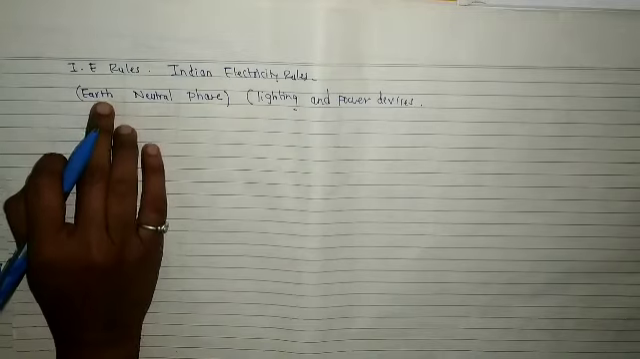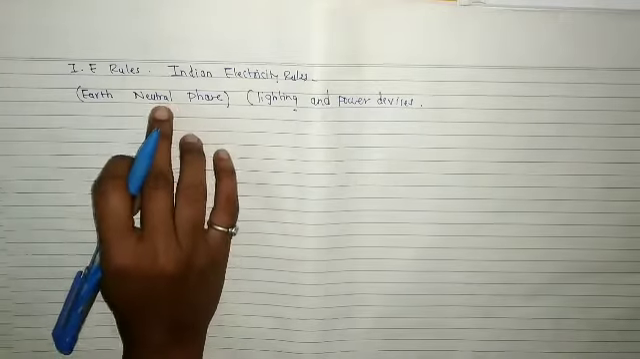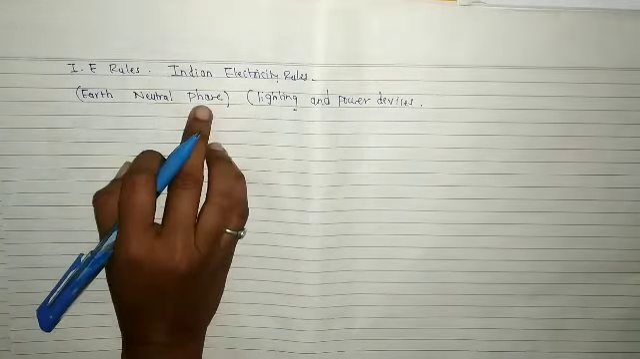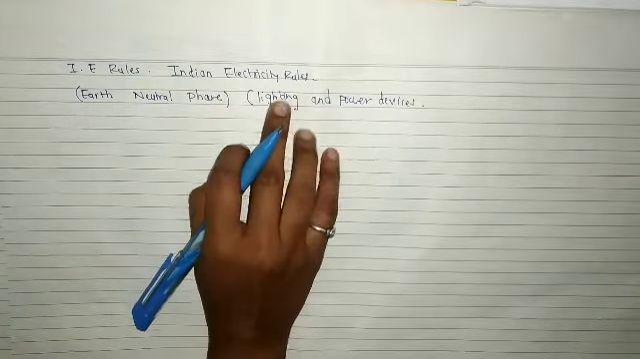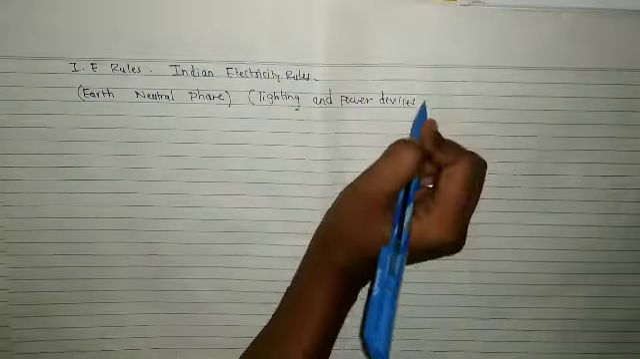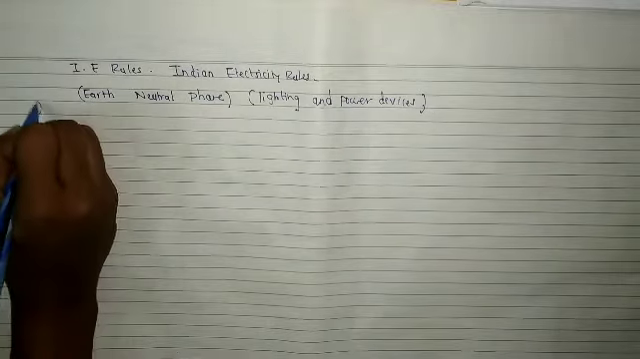Now take all those rules on one side. What are the rules for neutral? What are the rules for phase wire? What are the rules for lighting and power devices? Okay, so we'll see. First one is earthing rules.